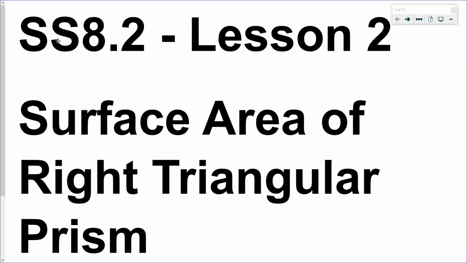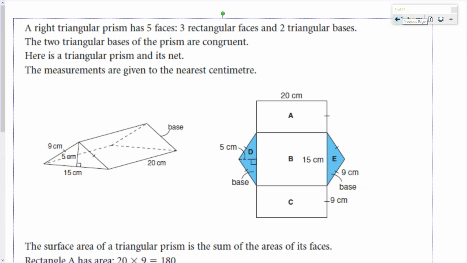Today's lesson is SS8.2 and we're talking about surface area of a right triangular prism. Okay, and right here we've got the notes that are in your visual notes as well. So what we're looking at today is finding the area of all the faces. So we went through nets and they pulled this one out like a net so you could see all the faces that we need to find the area of.